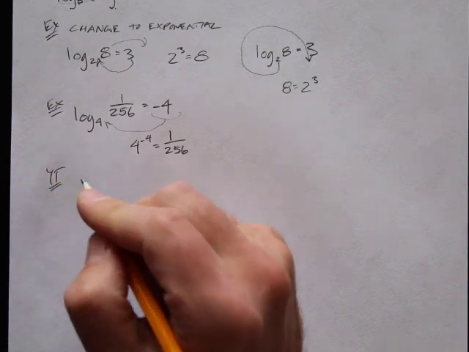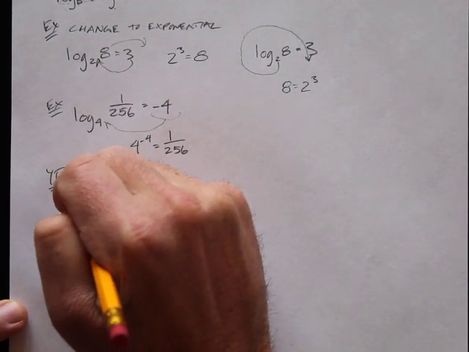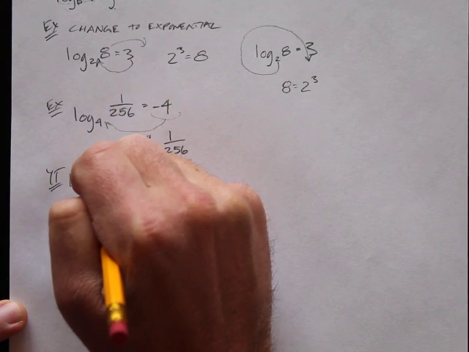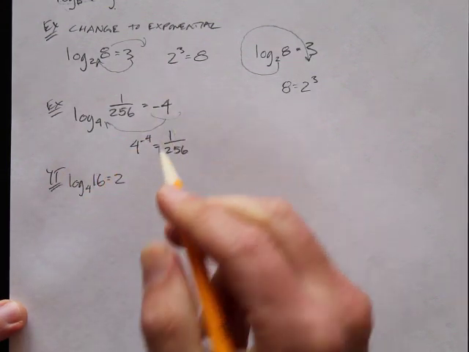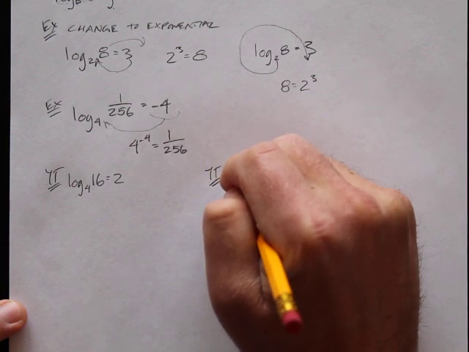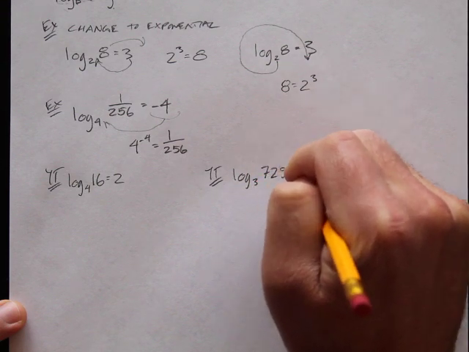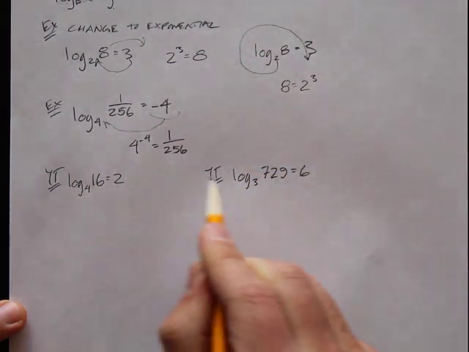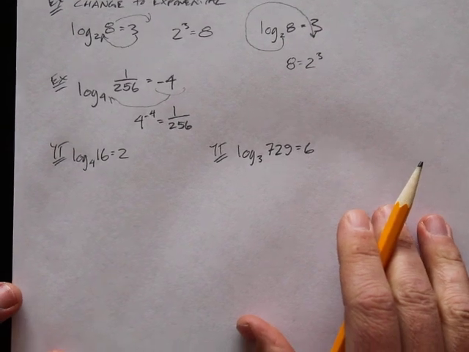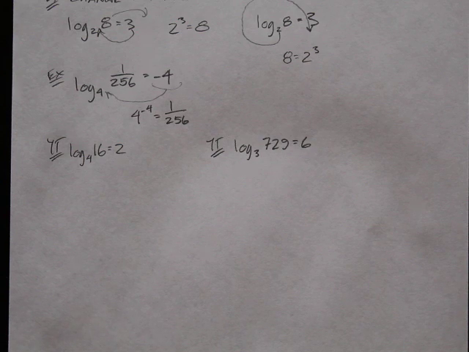You try. Log base 4 of 16 equals 2. So let's do another one too. Let's do 2 of these. You try. Log base 3 of 729 equals 6. So rewrite both of these as exponential equations. We'll see how you did. Go.